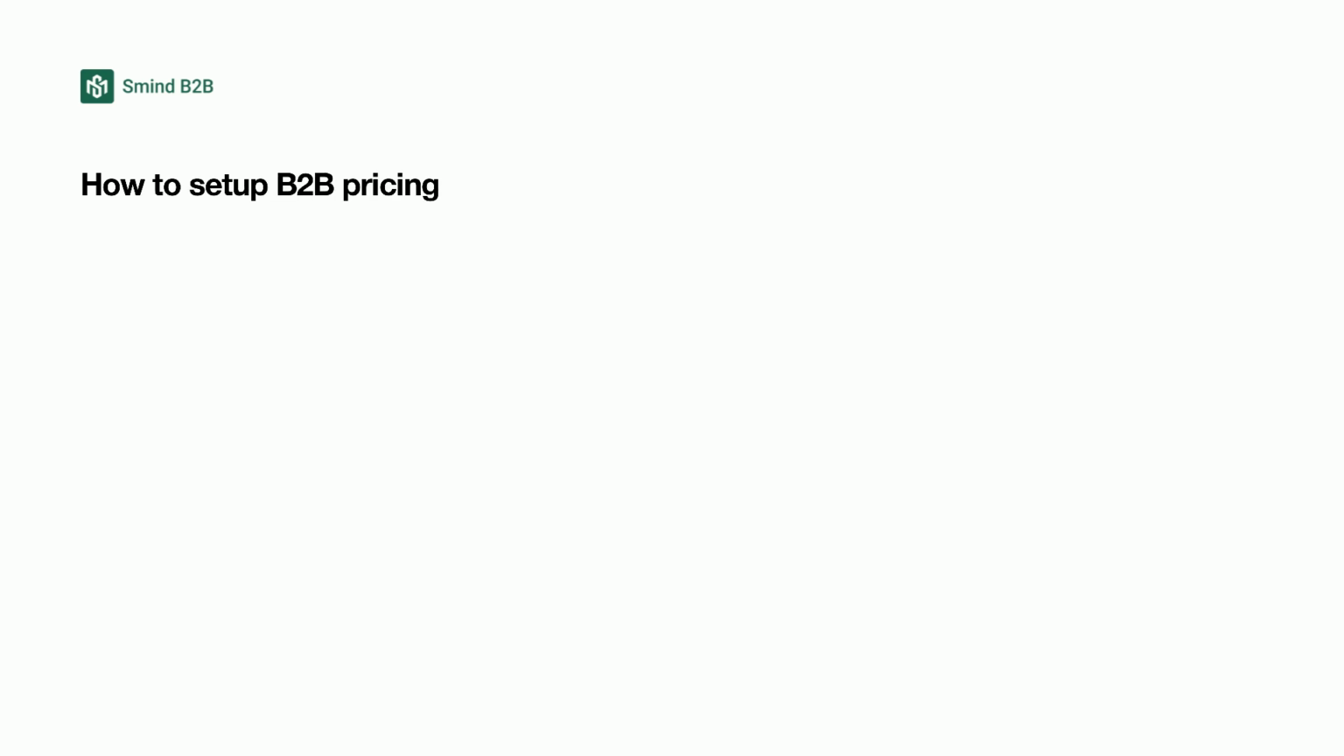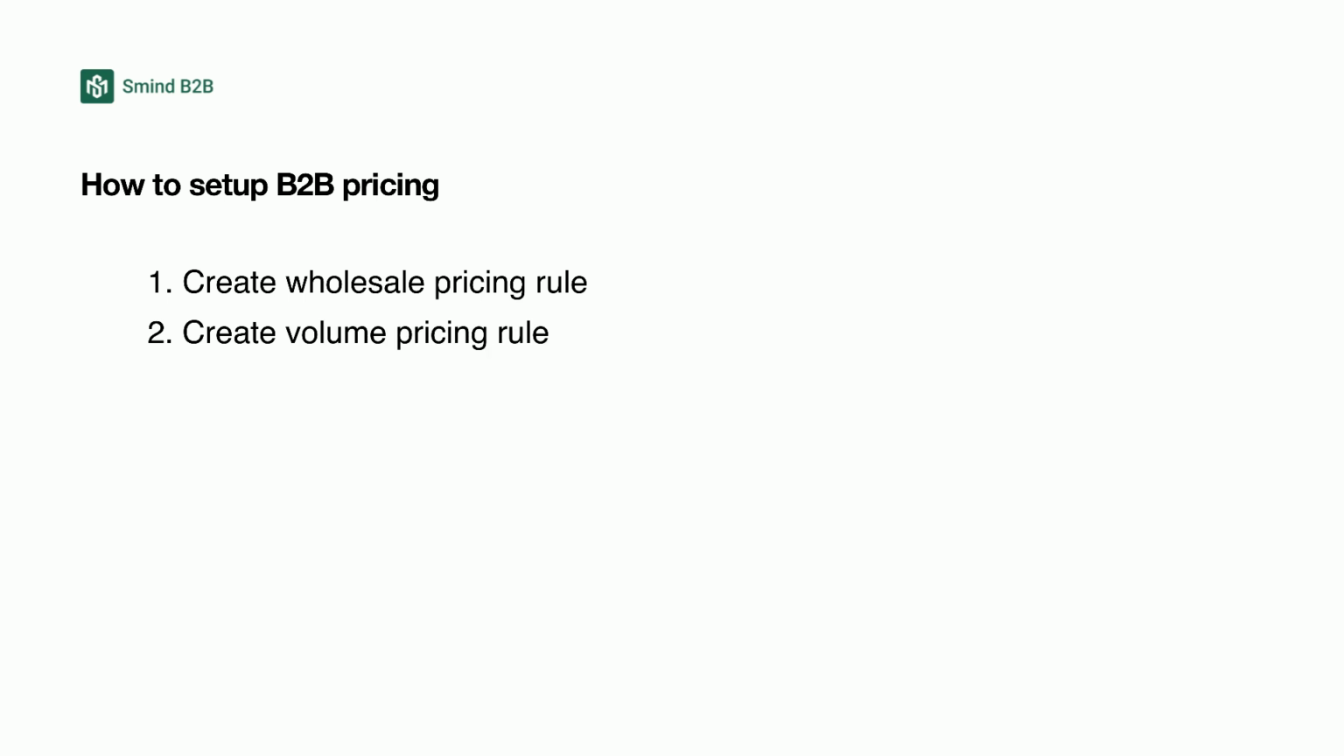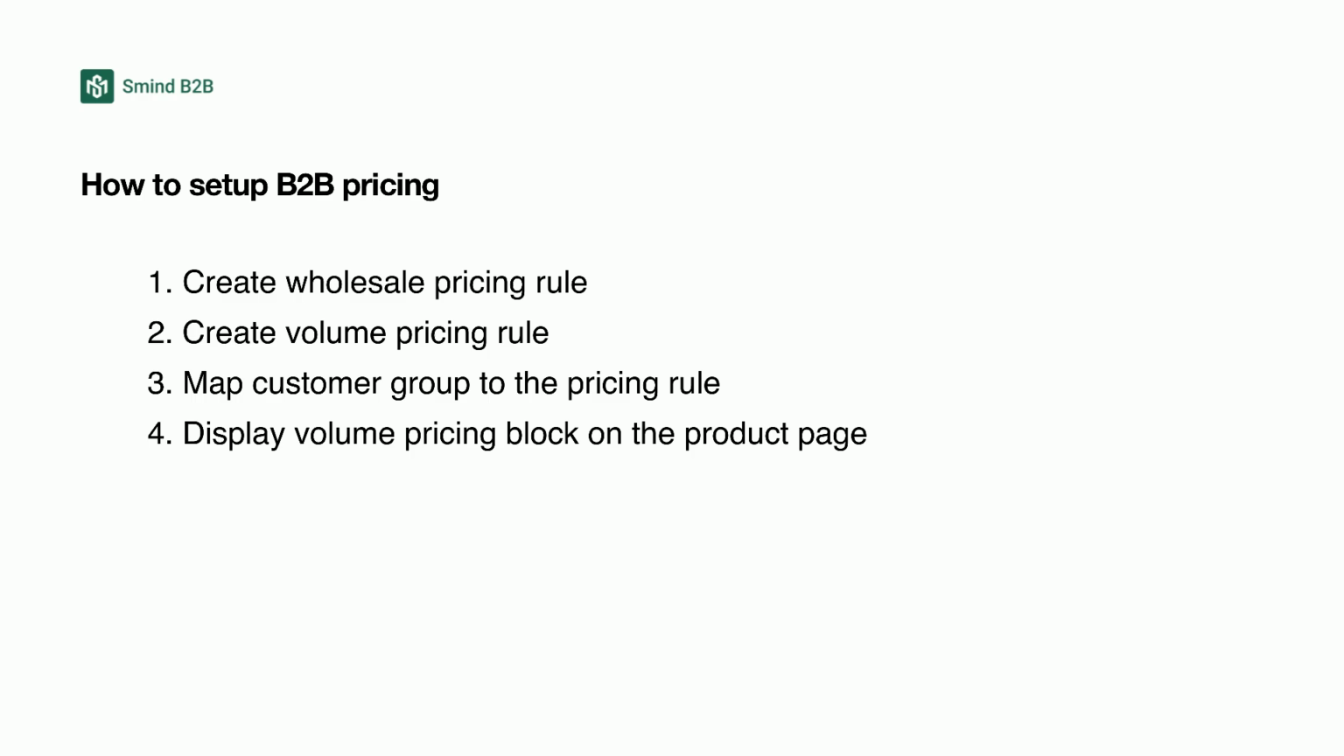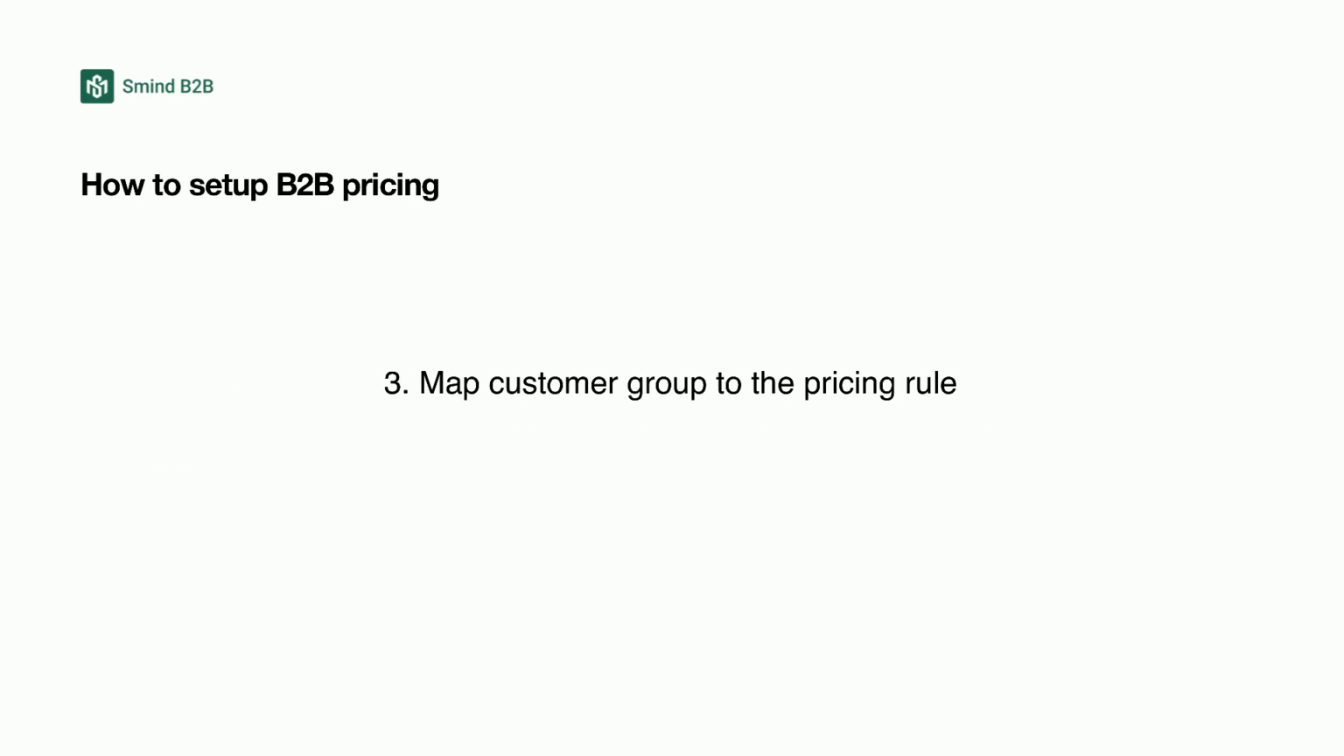Setting up B2B pricing in the app is essentially a 5-step process. First, we create a wholesale pricing rule, then a volume pricing rule. After that, we map our customer groups to those rules, display the pricing block on our product pages, and finally, configure how the discounts and prices actually look on the front end. In this video, we are just going to focus on step number 3, creating a customer group.